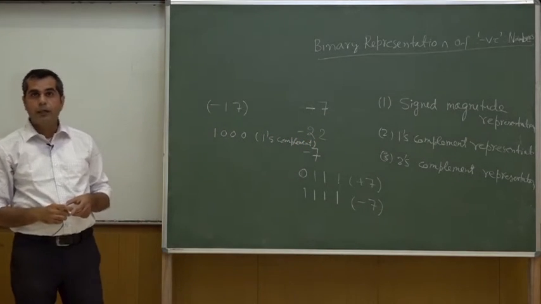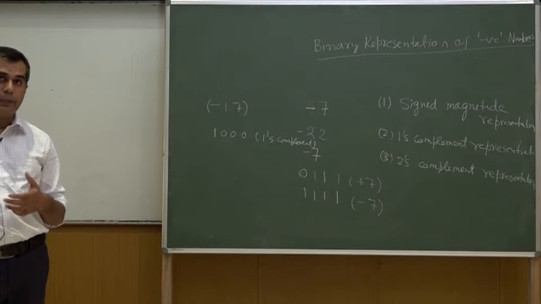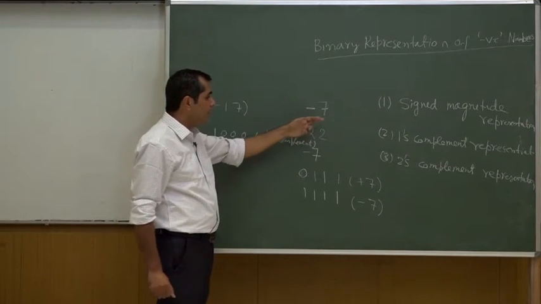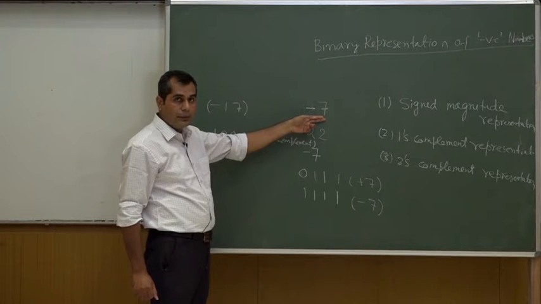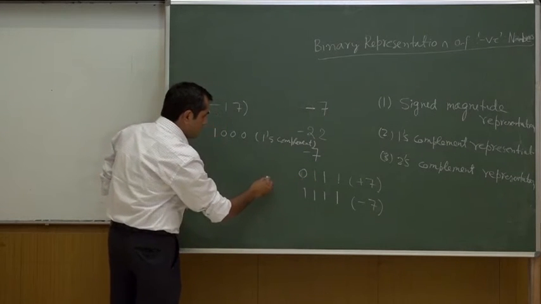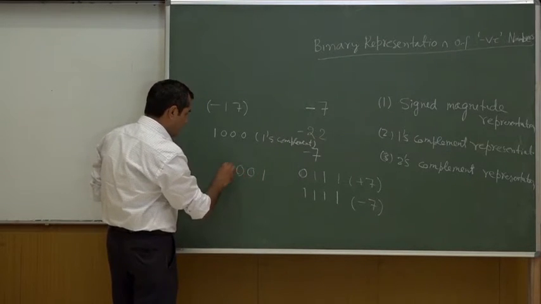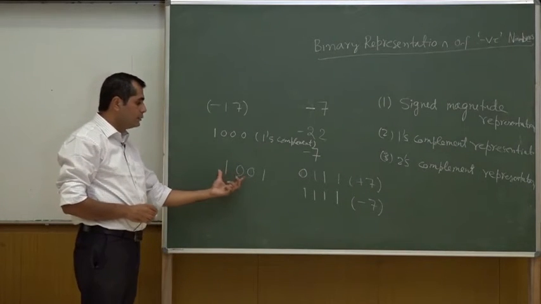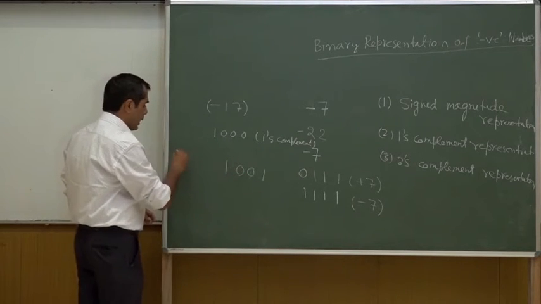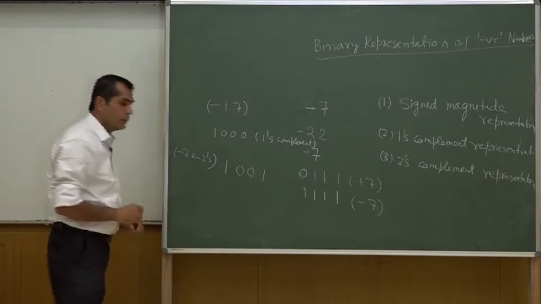Similarly, we can also use two's complement representation to refer to a negative number. For example, if I have to write minus 7 in two's complement representation, then the two's complement representation for this number will be simply 1, 0, 0, 1. So, in two's complement, this 1, 0, 0, 1 refers to minus 7.